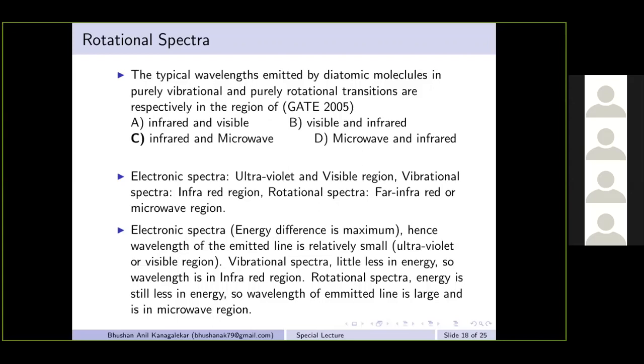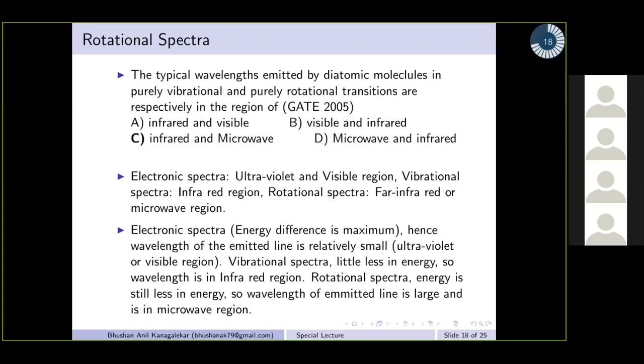Then for the vibrational spectra, the energy difference is a little less. In a given electronic level, there will be several vibrational levels. So the vibrational energies are a little less in energy, so more in wavelength. More in wavelength means it will go to the infrared region. And the rotational levels are still less in energy, so more in wavelength. So it will go to the far infrared and microwave region. I have explained it fully in the slide over here.